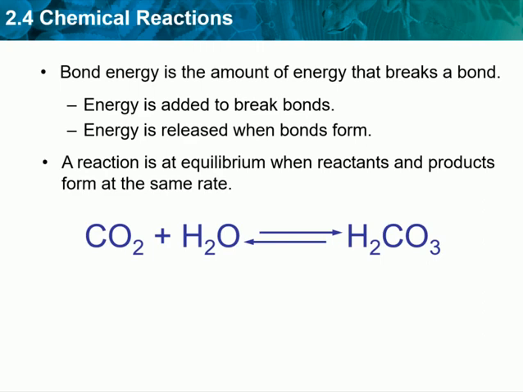When a reaction takes place at an equal rate in both directions, the reactant and product concentrations stay the same. This state is called equilibrium. Equilibrium is reached when both the reactants and products are made at the same rate.